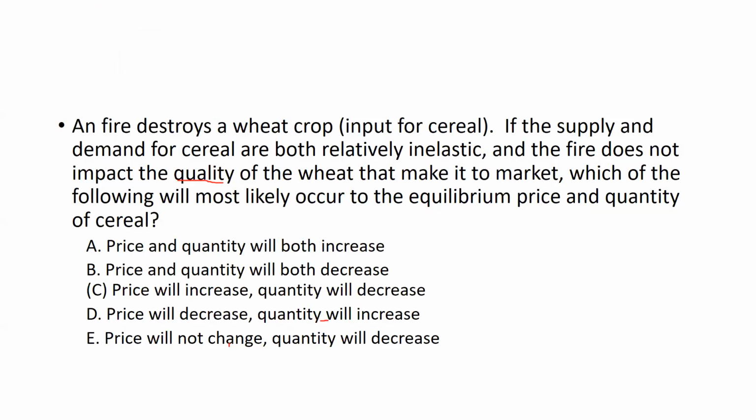All right. A fire destroys a wheat crop, an input for cereal. If the supply and demand for cereal are both relatively inelastic, and the fire does not impact the quality of the wheat that make it to the market, which of the following will most likely occur to equilibrium price and quantity? I'll give you like 45 seconds to think about it.